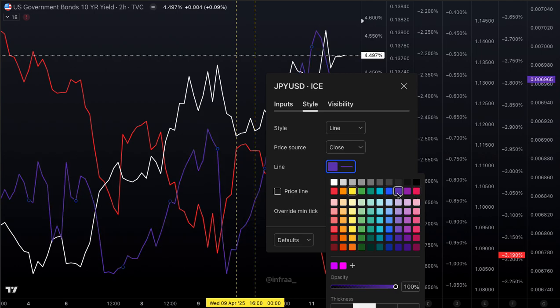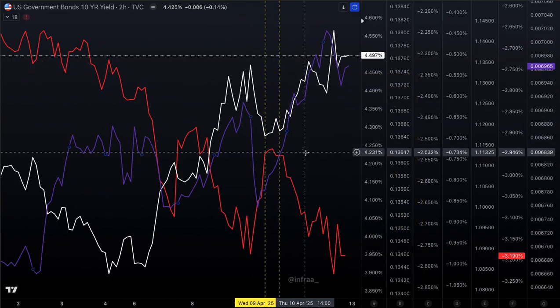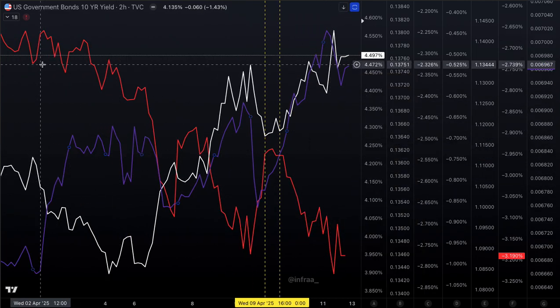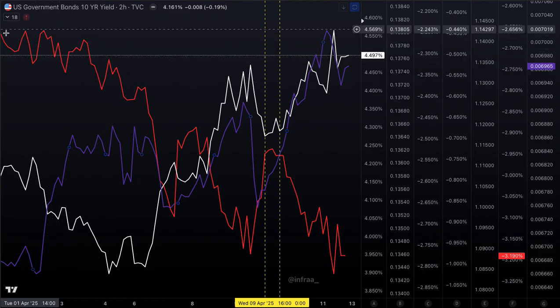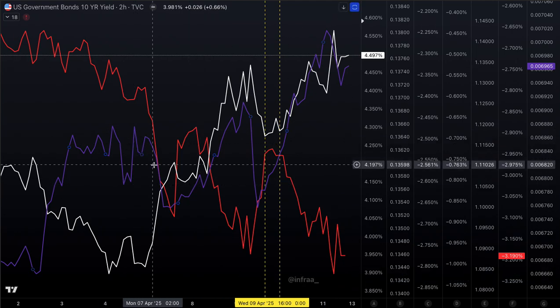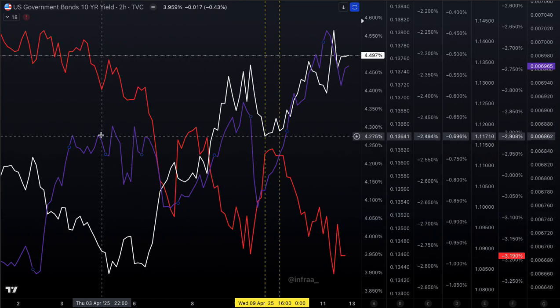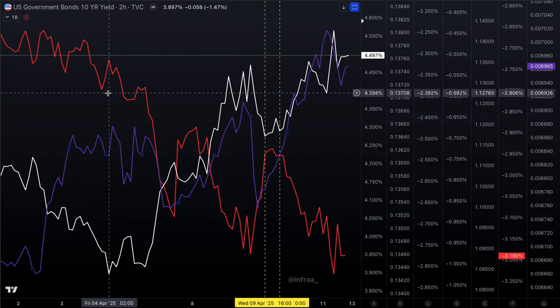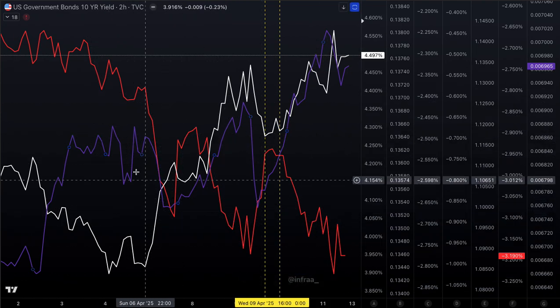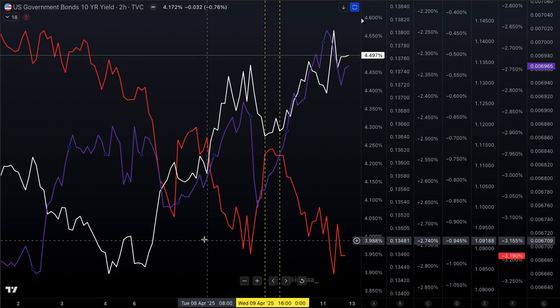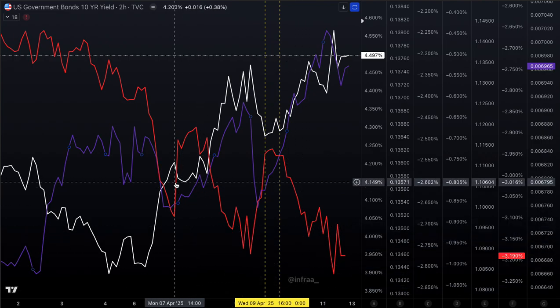Trying to find a color, let's do purple. So again, same concept. The red is the Japanese 10-year minus the US 10-year, meaning as the red line declines, the yen should weaken. And the yen, let me make sure I had it. Yep. So the yen in purple should decline, meaning yen weakness, dollar strength, just generally speaking.